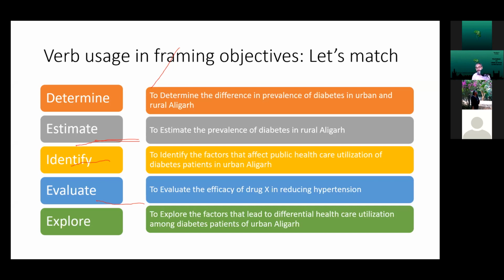And the last one is to explore the factors that lead to differential healthcare utilization. In the first one, it was about public healthcare utilization. What are the factors that are affecting? In the last one, we are trying to know people are going to AYUSH also. Why are they going there? They know diabetes is difficult. They know that the diagnosis of diabetes has been done by modern medicine practitioners. Why are they going there? To explore some of those factors.